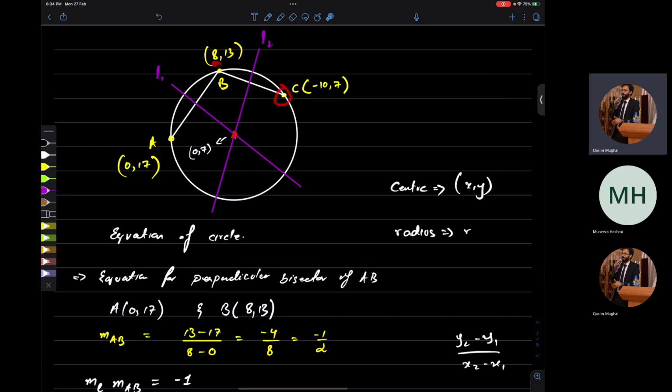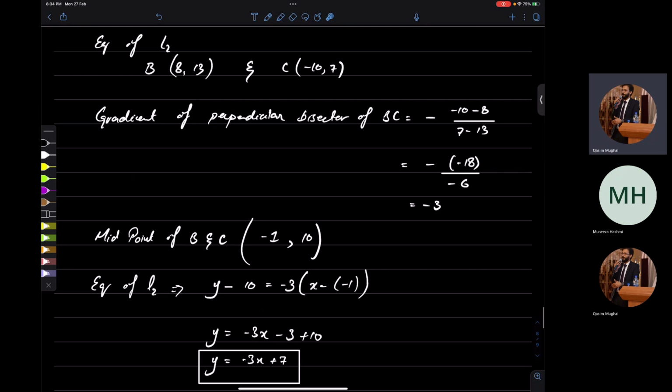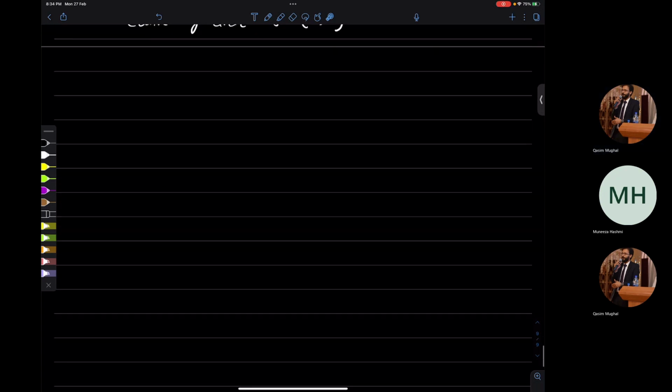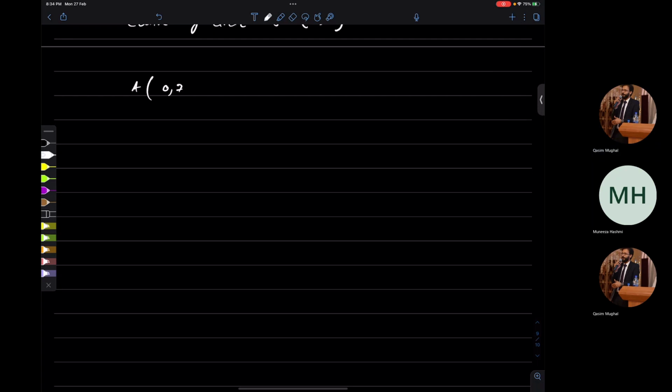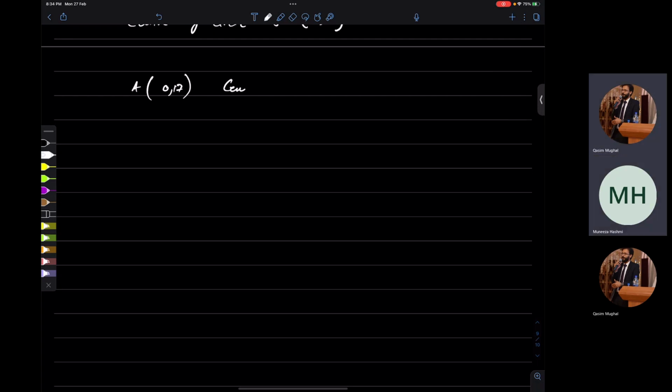And either of these 3 points. So let's just go for point A because this one looks very easy to me. So the center is (0, 7) and A is (0, 17).